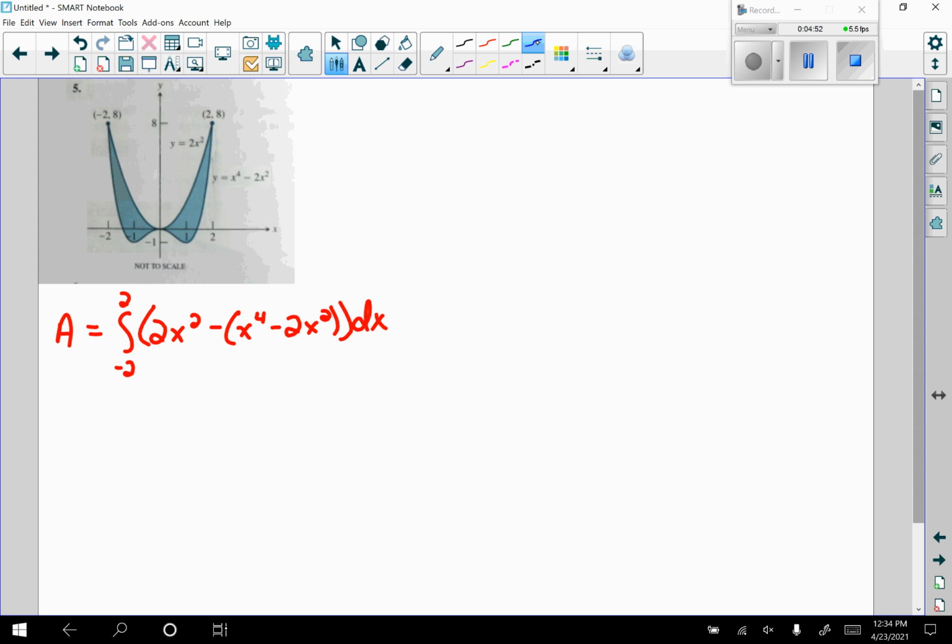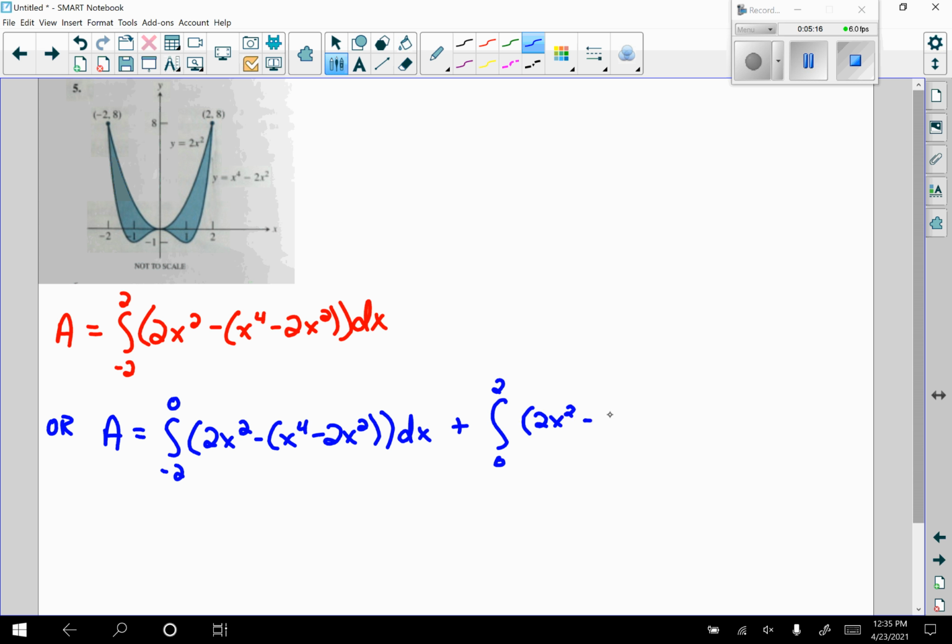Or if you like to work with zeros, that does make evaluating a lot quicker. We could separate this. We can go from -2 to 0 of 2x squared minus the quantity x to the fourth minus 2x squared dx, plus the integral from 0 to 2 of the same function here.